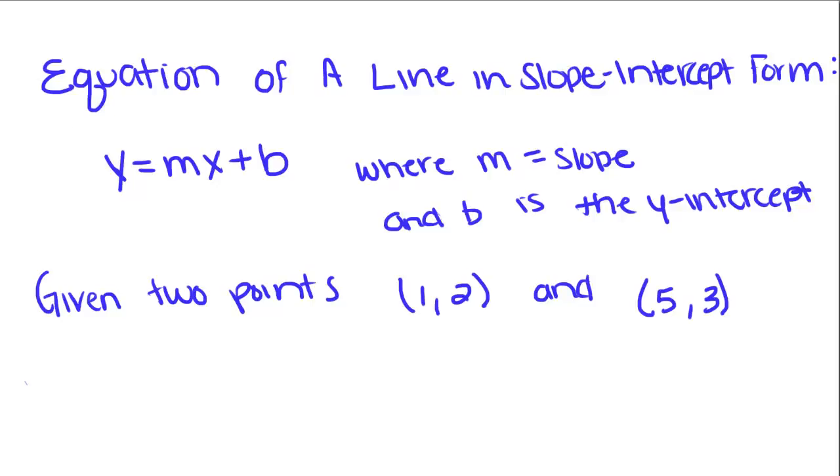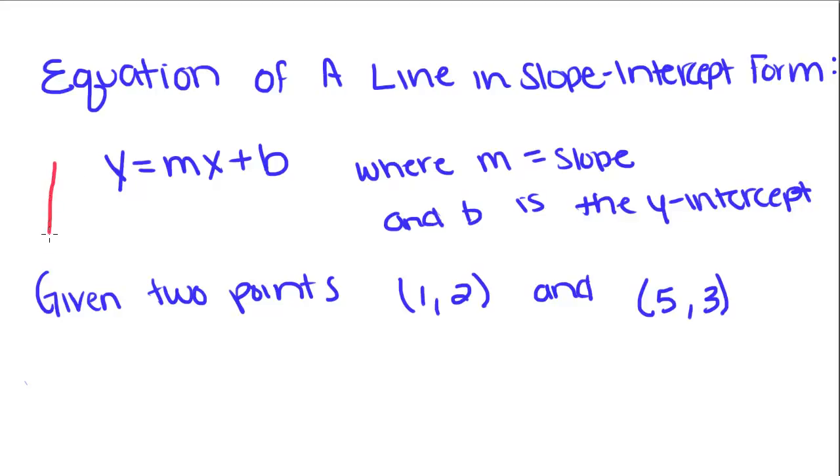So now that we've gone over slope, we're going to talk about the equation of a line and writing the equation of a line. First, we're going to talk about it in slope-intercept form. So this is what slope-intercept form looks like. It's y equals mx plus b, where m is the slope and b is the y-intercept of the line.